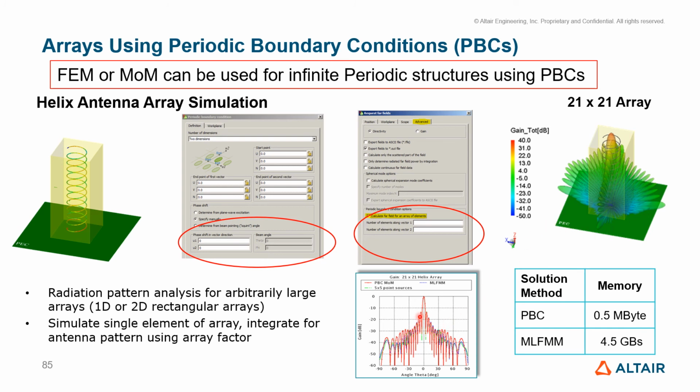You can see that normally it does seem to agree quite well with regular MLFMM. But of course, it doesn't take into effect the edge effects of the finite array, etc. But definitely it takes much less memory than trying to solve the large array. Because the memory here does not change whether you take 21 elements or you take 100 elements or 1000 elements, because you're only simply calculating one single unit cell.